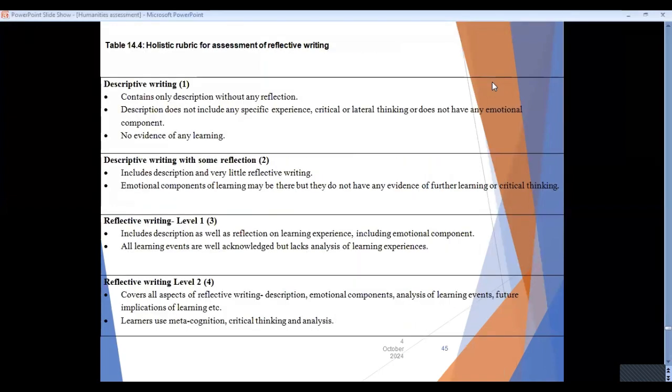Grading of rubric or reflections can also be in this way. 1, 2, 3, 4, depending upon your subject experts, you can give the gradings. And descriptors, again, here are very important. Next one, please.